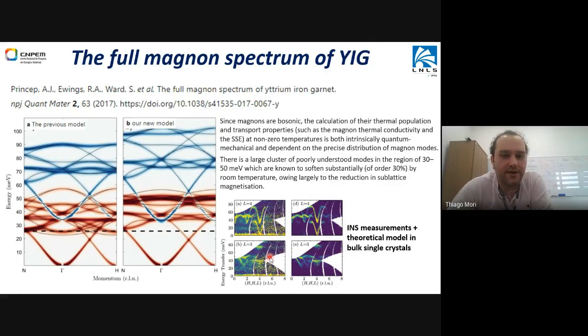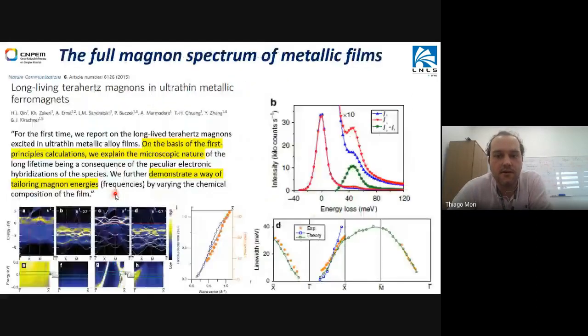I don't want to take more time, but just to give an example, even the yttrium iron garnet, YIG, which is the most well-known magnonic material, the full magnon spectrum of YIG is still not fully understood because it's not measured. So in this paper, they show that the theory prediction fails to describe this range of the magnonic spectrum, which is very important at room temperature, for instance.